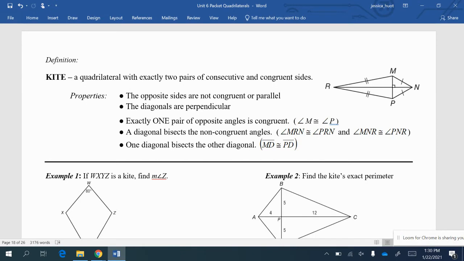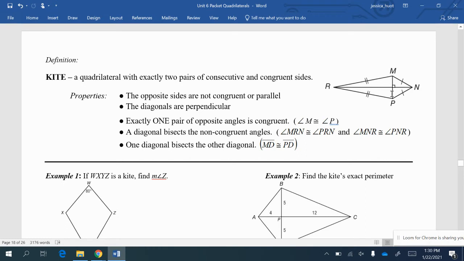The properties are completely different than anything we've dealt with. So the properties: opposite sides are not congruent and they're not parallel. The diagonals are perpendicular, so they still do intersect here at this 90-degree angle. Exactly one pair of opposite angles is congruent.